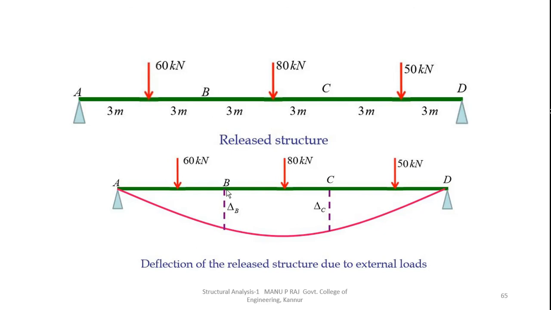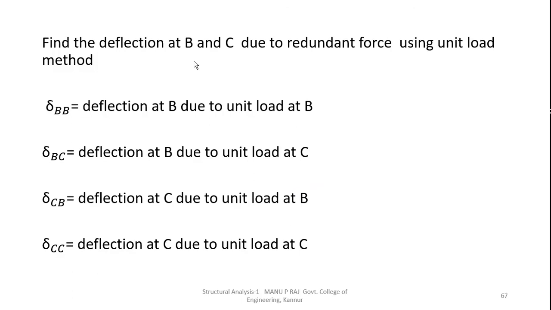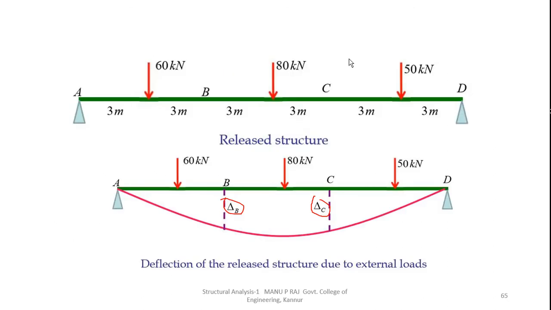There will be deflection at B, delta B, and deflection at C, delta C. This is the deflection of the released structure due to external loads. Now find capital delta B and capital delta C from the unit load method. Now find the deflection at B and C due to the redundant force using the unit load method. Now we'll draw the given structure.